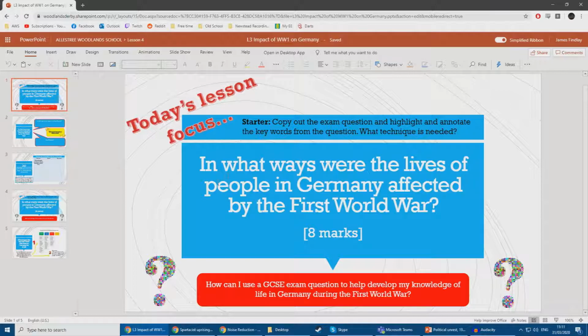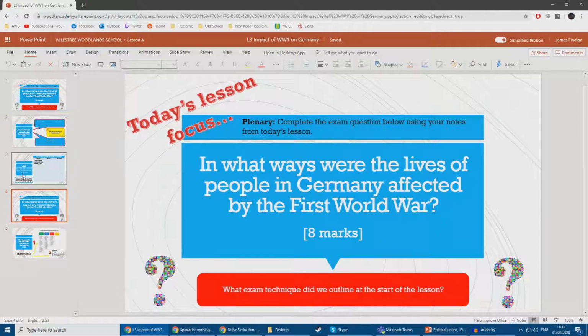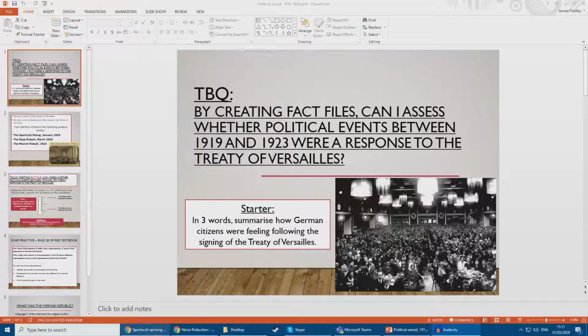In what ways were the lives of people in Germany affected by the World War? 2 paragraphs, 8 marks. I just want you to tell me what the effects of it were, and you should by now have done the information on there, so you should be able to answer that question almost definitely.